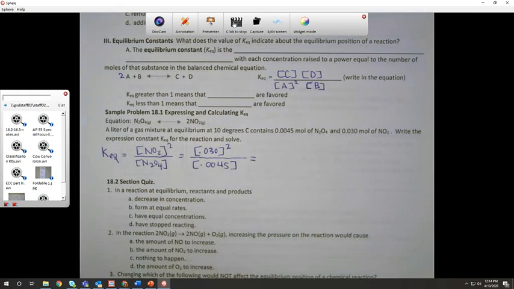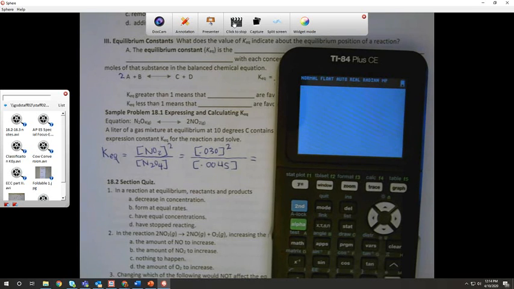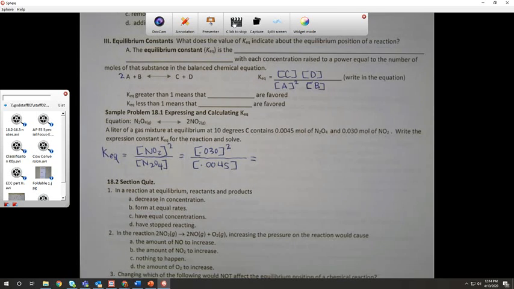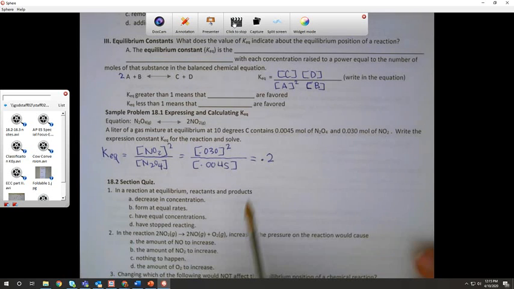So let's get our calculator out. So 0.03 times 0.03, so that's 0.3 multiplied. So we've got 9 times 10 to the minus 4th divided by 0.0045, and that gives us 0.2. So our answer is 0.2. And then the question could ask us, and the molarity cancel, or the moles cancel out, so it's just 0.2.